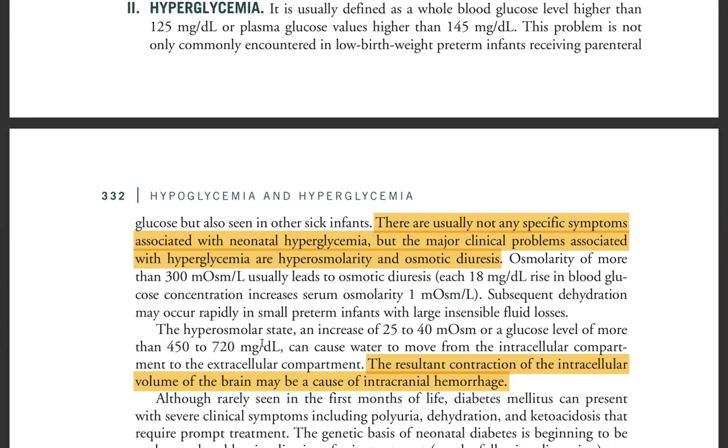Okay, for example, if the glucose level is very high, in neonatal diabetes or in a stressed neonate or with an uncontrolled IV infusion, if the dextrose is 450 to 720 mg per dL, there will be an increase in osmolarity by 25 to 40 milliosmoles. And what happens when your blood has such high osmolarity is that water will move from the intracellular to the extracellular compartment.